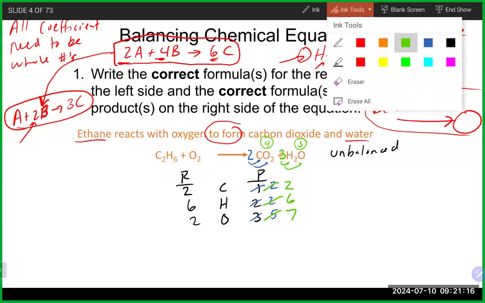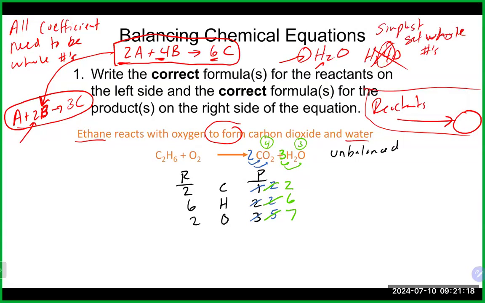So if I look at what I got going on at this point, I have C2H6 plus O2 gives me 2CO2 plus 3H2O. If I look at my table, carbon is good, hydrogen is good. Now what I have left is oxygen. I have 7 on the right-hand side and 2 on the left-hand side in this case.